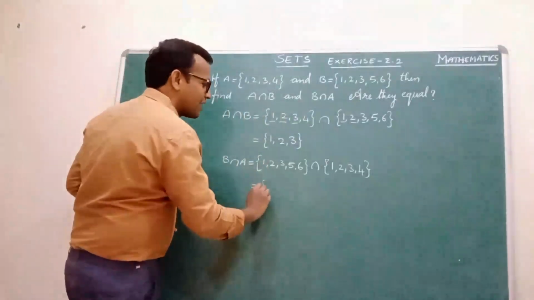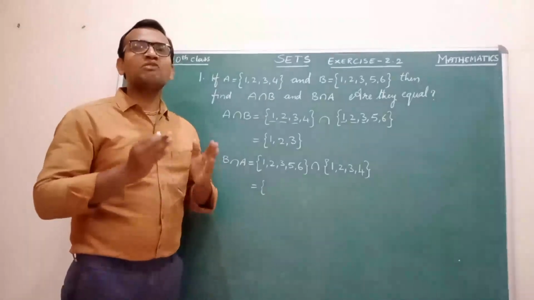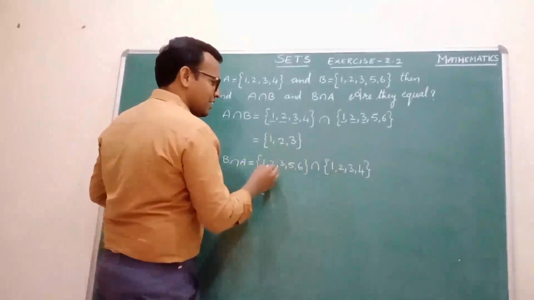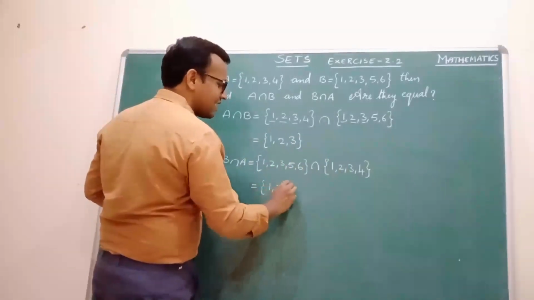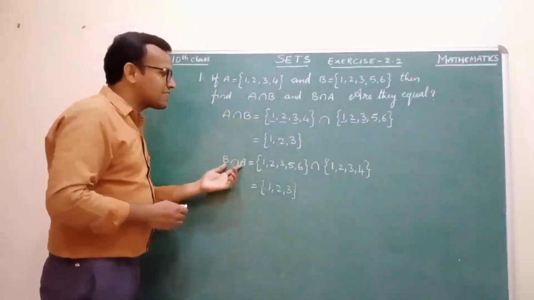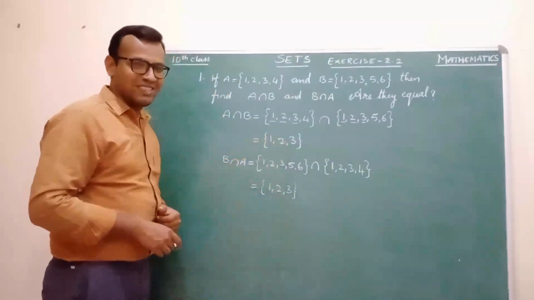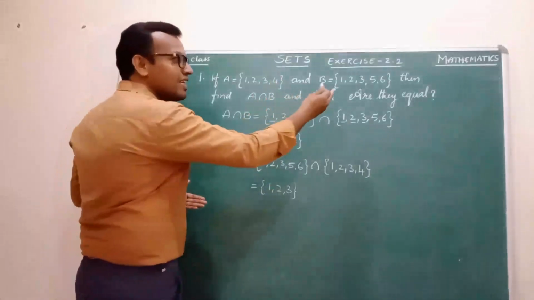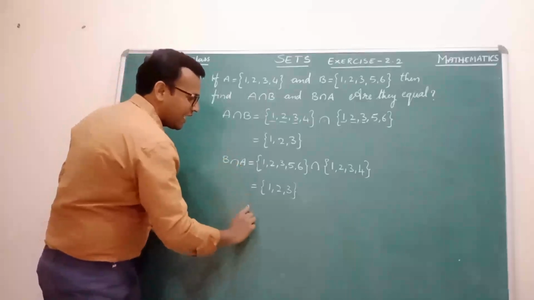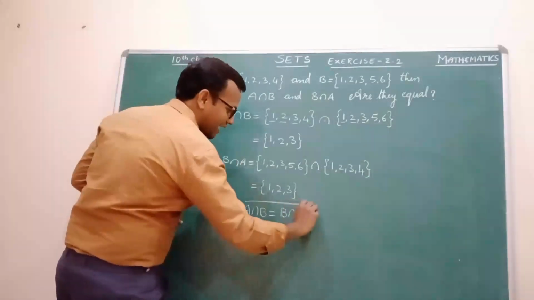Now find the intersection. So the intersection of two sets, we know already, is the set of elements in common. What are the elements in common? Now 1, 2 and 3. Yes, these are the elements in common. Now let's see, the sets A intersection B and B intersection A are both equal. Set of 1, 2, 3 and set of 1, 2, 3. So what can you comment on this? Are they equal, he is asking. Yes, they are equal. Therefore, A intersection B is equal to B intersection A.